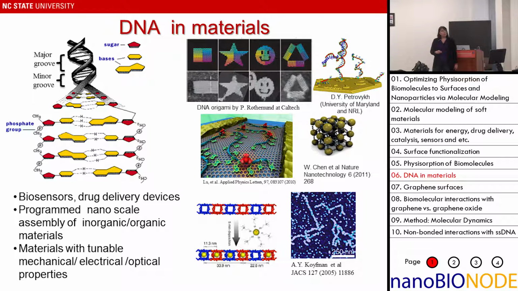So why do we care? You guys probably know, but I'm quickly going to say the most important part here. DNA is a polyelectrolyte, right? It's highly negatively charged. Every monomer on the backbone is negatively charged. Plus, it has these molecular recognition properties that are associated with the base pairing.